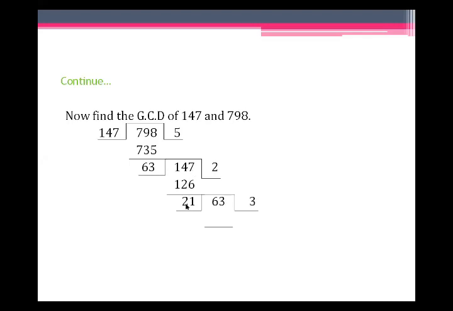Then we get 21. Now 63 becomes a dividend and the remainder becomes a divisor. Now students, we know that 21 is multiplied by 3, then we get 63. So it divides completely. Now the GCD of 147 and 789 is 21.